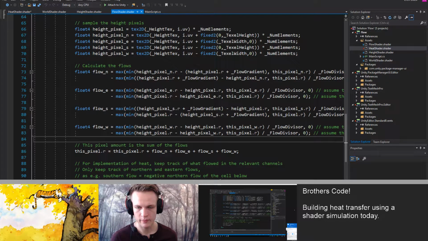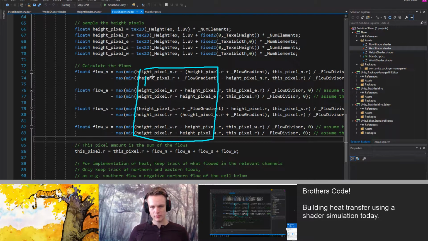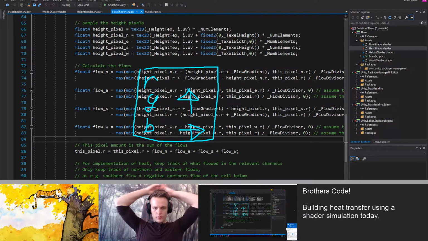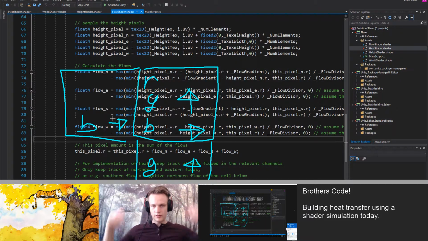Yes. So this is the flow code, and here at the bottom we keep track of the northern flow in the green channel of our box, and in the blue channel we have the eastern flow. The reason only north and east is because if we take this box as green, which is north, the negative of that is the south of the one above. Same thing goes for blue: the negative of that is the center one's west. Yep. Cool.